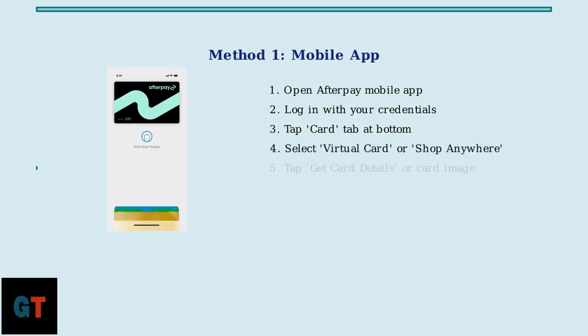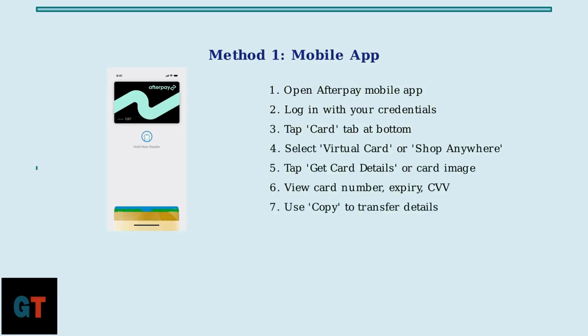Open the Afterpay mobile app and log in. Tap the Card tab at the bottom of your screen. Select Virtual Card or Shop Anywhere, then tap Get Card Details or the card image itself. You'll see your 16-digit card number, expiry date, and CVV code. Use the Copy function to easily transfer these details for your purchase.